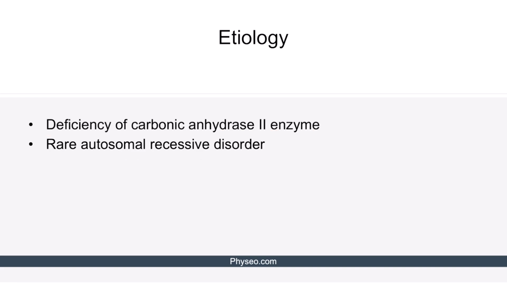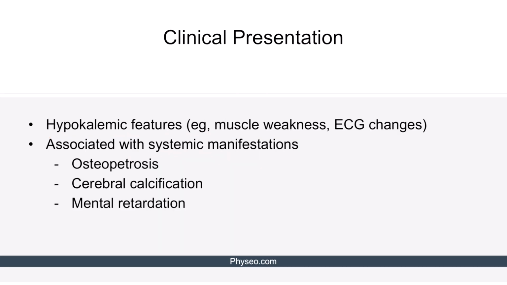It occurs due to carbonic anhydrase 2 enzyme deficiency, and this is a rare autosomal recessive disorder. A mutation in this gene leads to a variety of disease manifestations, one of which is mixed RTA. Patients may present with hypokalemic features such as muscle weakness and ECG changes. It can also be associated with systemic manifestations like osteopetrosis, cerebral calcification, and mental retardation.